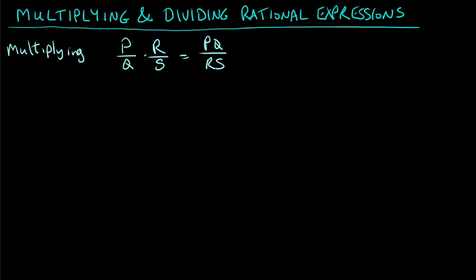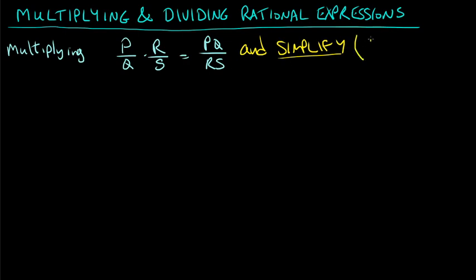So let's start with multiplying. Multiplying, again, pretty easy. P over Q times R over S. You just multiply across, right? You get P times R over Q times S. But what I want to emphasize here is that this is usually not the way to go, in the sense that you usually have to simplify this. So we should say and simplify, and we just did simplifying.